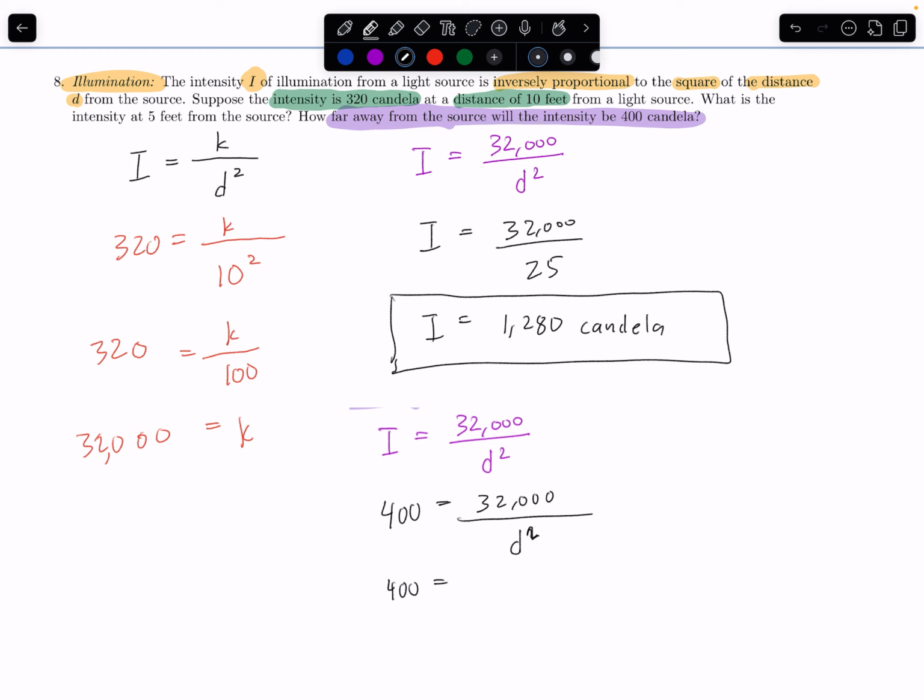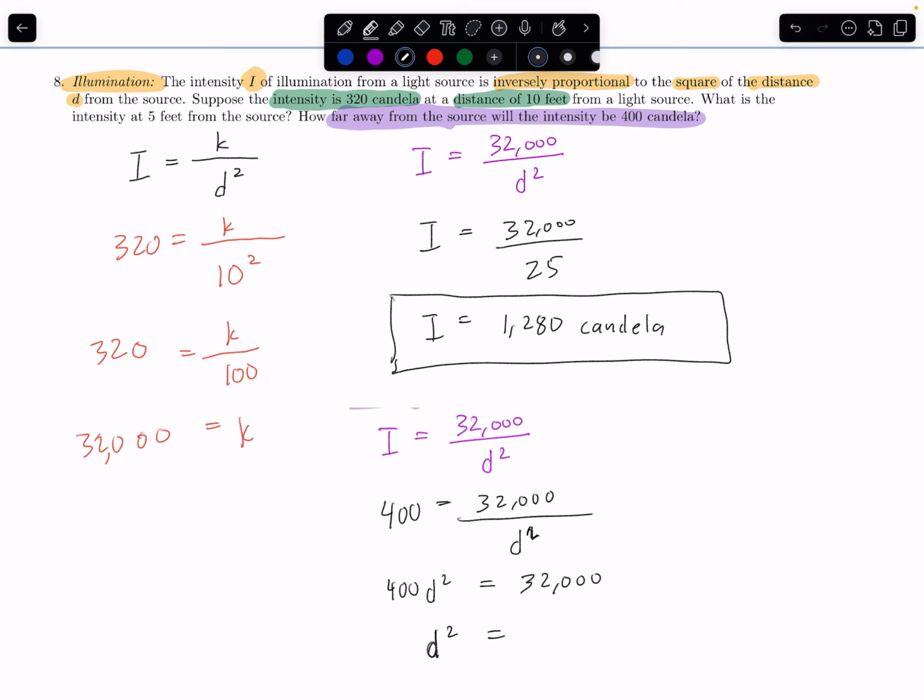Okay, how do you solve something like this? You multiply both sides by d squared, right? So you get 400 d squared is 32,000. Then you divide 32,000 by 400. And that gives you 80. So d squared is equal to 80.